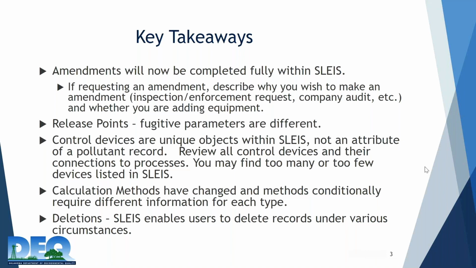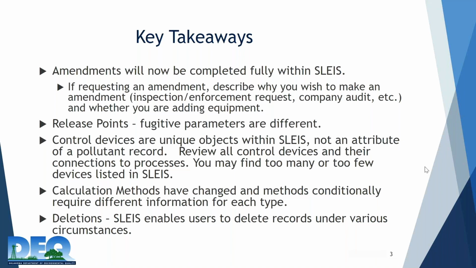Another key takeaway, calculation methods have changed, and methods conditionally require different information for each type. If it's looking up an AP42 factor or a formula, it's going to look in different fields of data to gather what it needs to calculate those emissions.